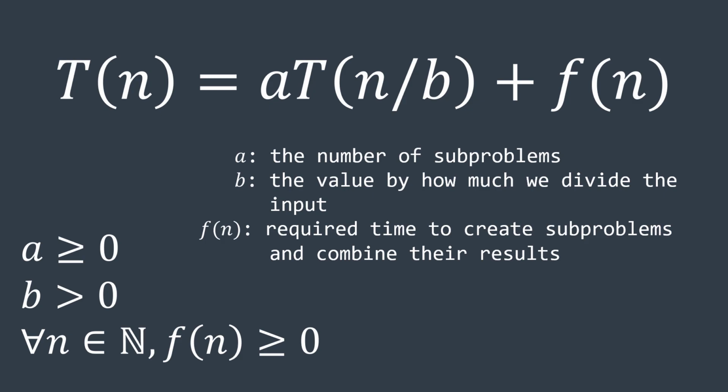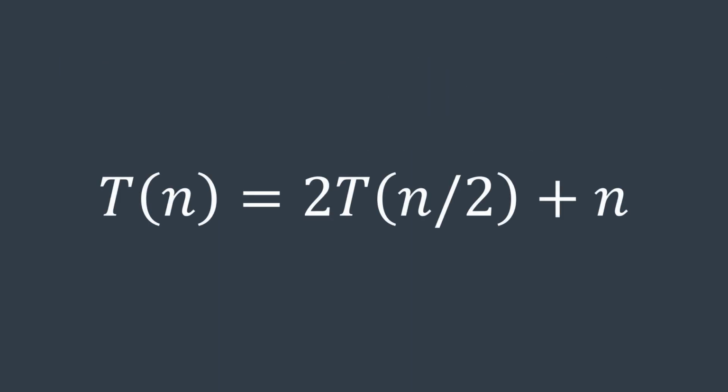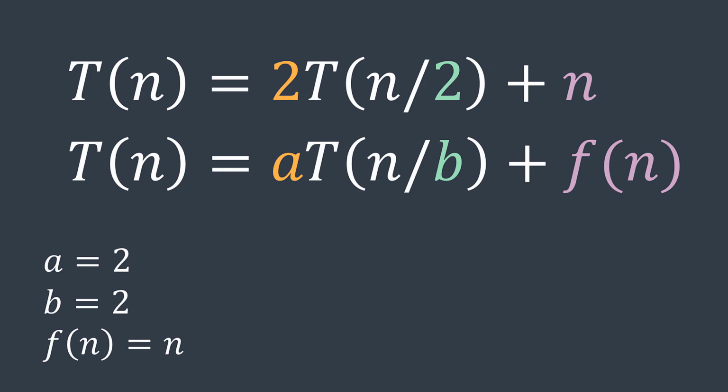For example, in the last video, we found that the recurrence relation of merge sort is T(n) = 2 × T(n/2) + n. And it matches the generic form because here a is 2, b is 2, and f(n) is n. And by using the master theorem, we will be able to directly deduce the time complexity.